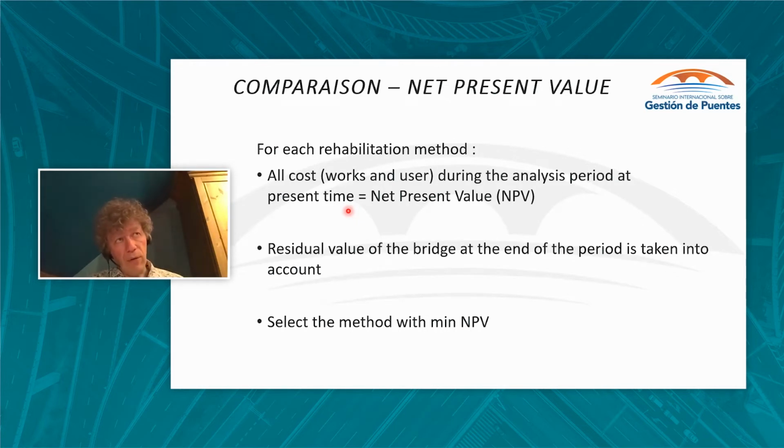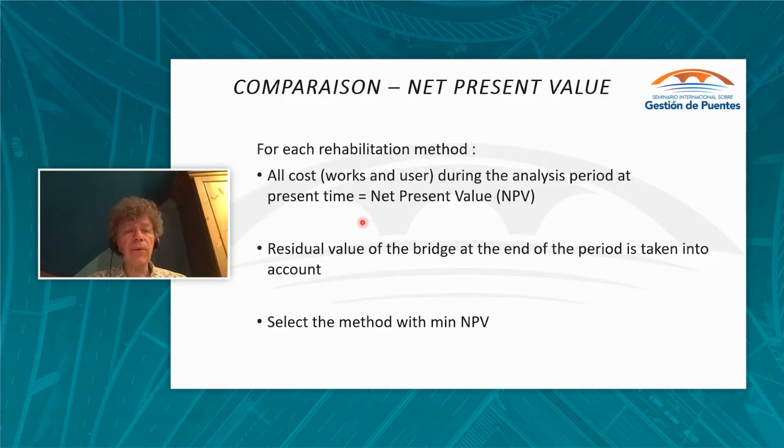So now we have all the costs at the present time. We need to compare the different rehabilitation methods. We can use two methods. The first method is based on the net present value. And so for each rehabilitation method, we will consider all the costs due to the works and the user.